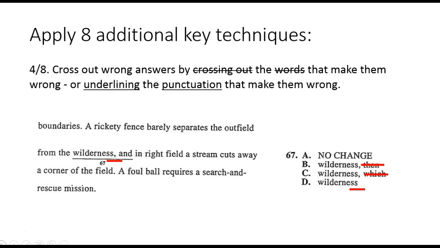You leave a specific written record of your thoughts. You cross out the part of the answer that makes it wrong. So you don't have to redo your thought process when you go back and look at that answer again. You know right away why you thought it was wrong.